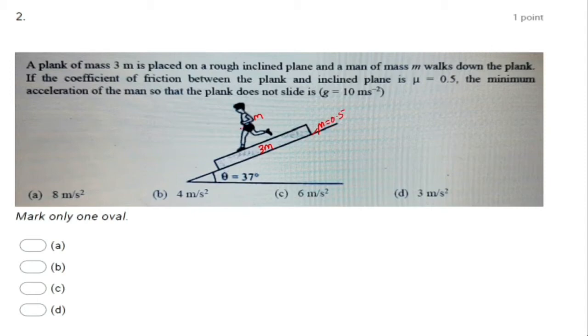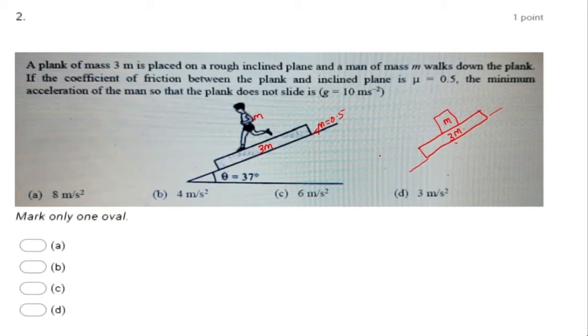Here the man is now walking down, right? So the maximum acceleration of the man so that the plank does not slide is, a few options are given there. So now let's draw the free body diagram for the plank with the man. I'm just drawing a block instead of a man, of the same mass. So this is the man's mass, and the mass of the plank is 3m. Now this is placed on an inclined plane.